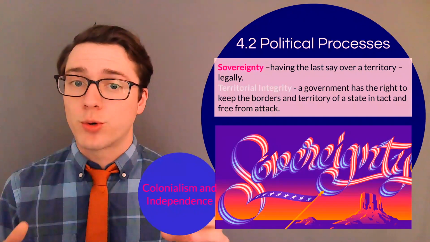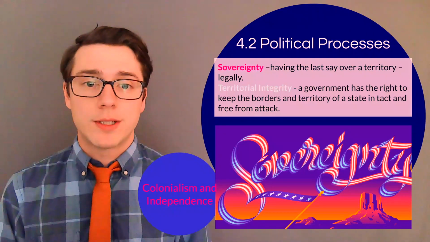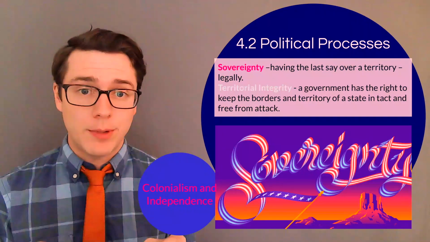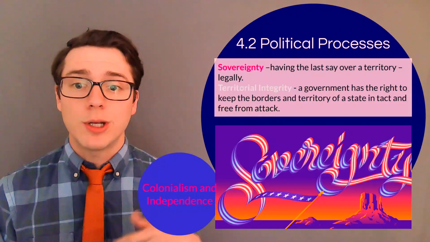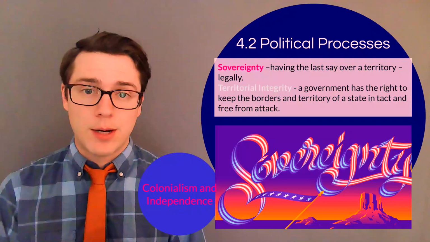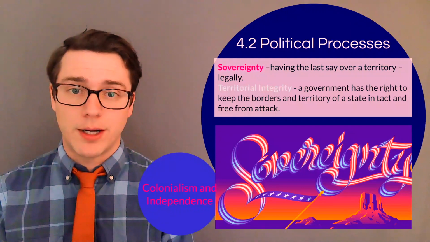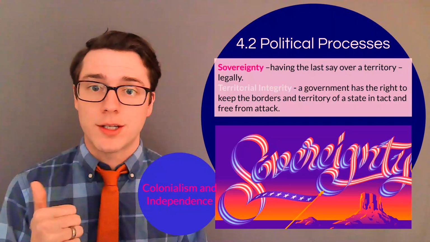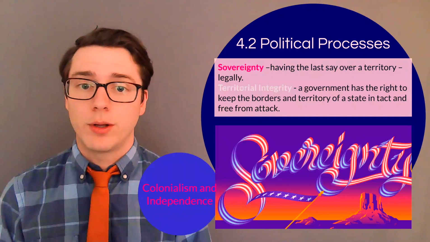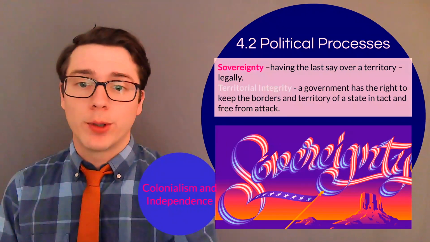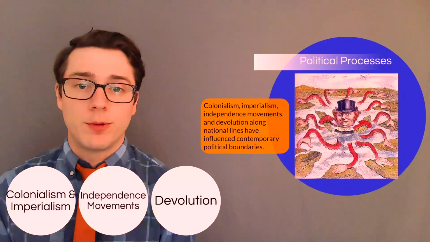And when you're able to control those borders, that's known as territorial integrity. So territorial integrity is when a government has the right to keep their borders and the territory of a state intact and free from attack. So when you can defend your borders from other countries and have the right to govern within that country, that is known as territorial integrity. So the right to rule and making laws is sovereignty, and then the control of those borders within is territorial integrity. So we're going to get into some of the political processes over time, like colonialism and independence movements.